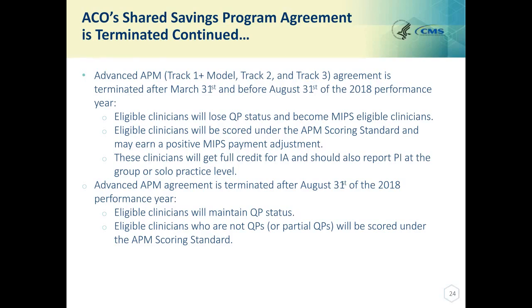If the agreement is terminated after August 31st of the performance year, however, the eligible clinicians will maintain their QP status, and they will not need to report to MIPS. They won't be MIPS eligible clinicians unless there are any eligible clinicians in that ACO who have not achieved QP status, in which case they will still be scored under the APM scoring standard. Next slide.